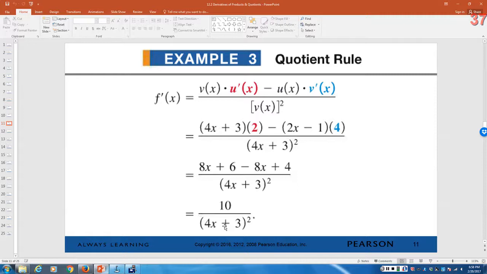And unfortunately, there's not usually a good way to rewrite the function if it's a quotient to give you another method to check it. You almost have to use the quotient rule.